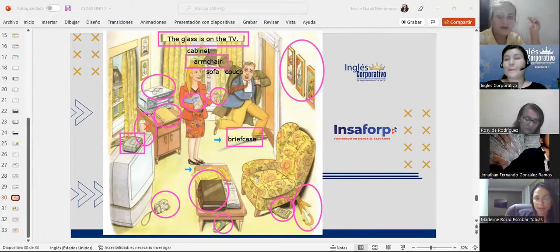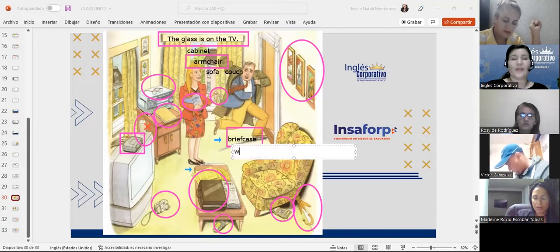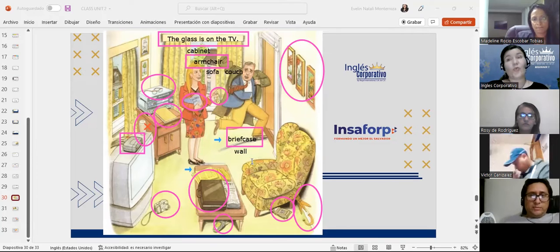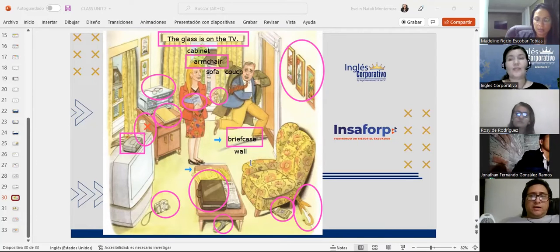How do you say pared? Wall. W A L L. The picture is in front of the wall. No, that is on the wall. On the wall. The pictures are on the wall. Yes.